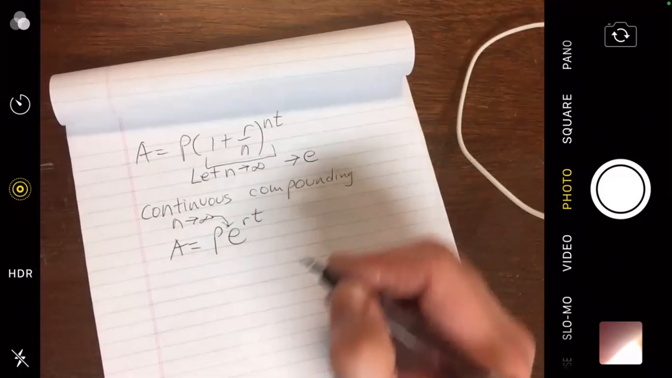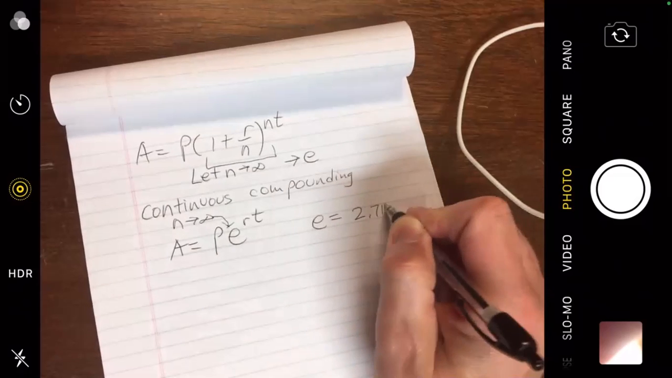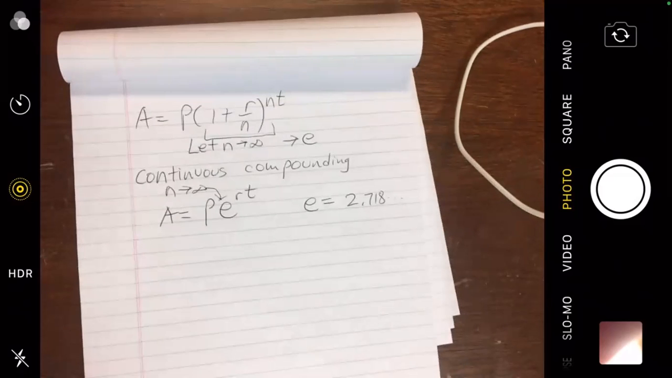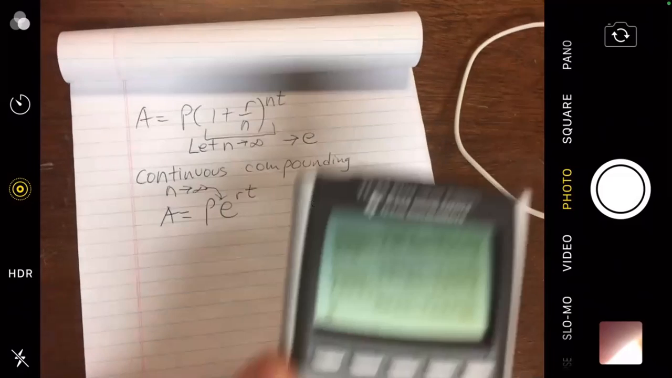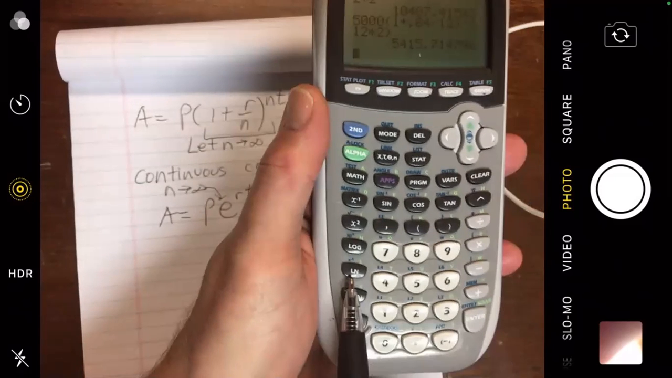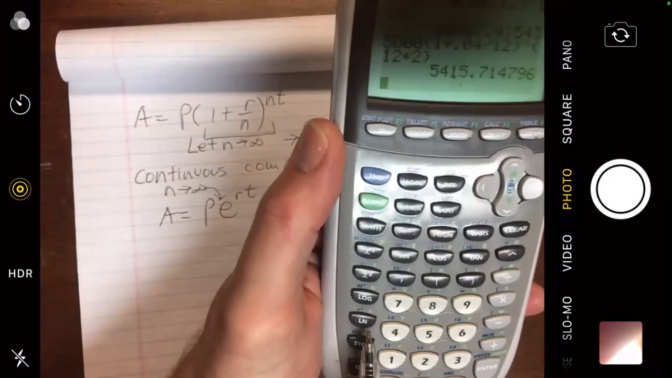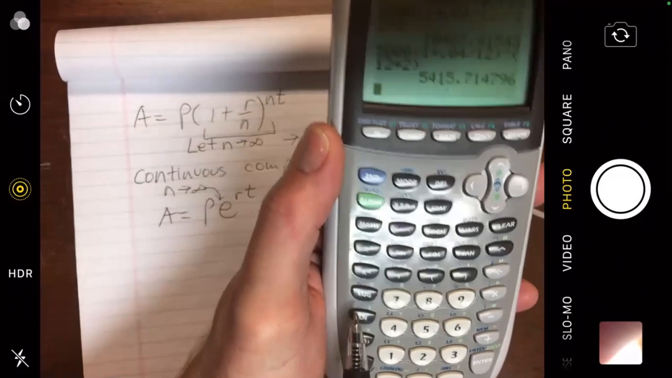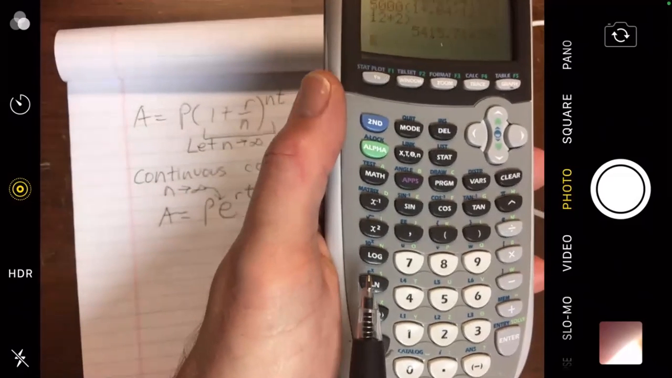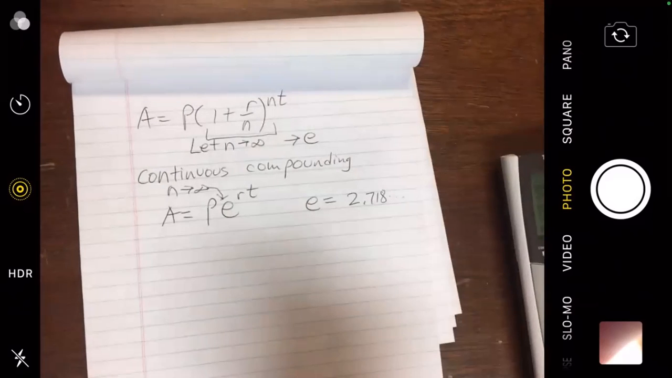Does everybody remember what that number is? 2.718... blah, blah, blah. It goes forever, just like pi. And it's so important that it's got its own key right above the ln key, e to the x. I don't know if y'all can see that, right there.